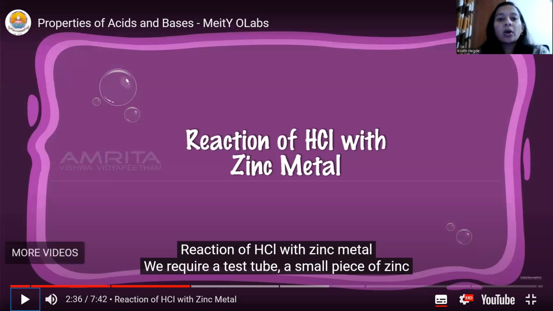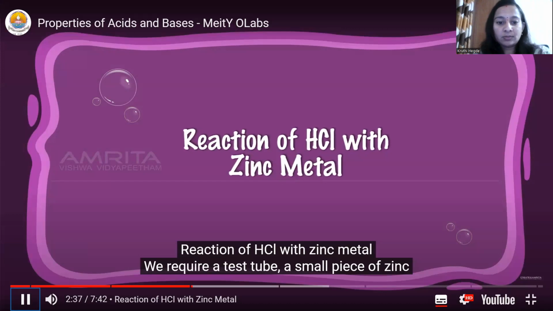Okay, so we have discussed that in case of acid, red litmus remains red, blue litmus turns red. In case of bases, red litmus turns blue, blue litmus remains blue. Now, this continued section of the video is about the reaction of acid with metal: HCl with zinc metal.